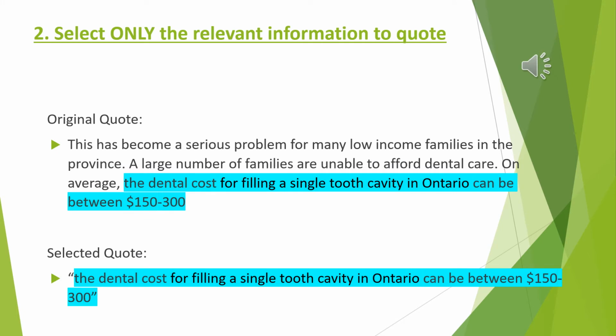The second step is to use the relevant information by quoting exactly as it appears in the text. Make sure that you use only the parts that are useful as evidence. In this example, the original quotation was much longer, but this student wishes to use the statistics, the figures of $150 to $300 that it costs for filling a single tooth cavity in Ontario to support the argument that this is becoming a very expensive thing.